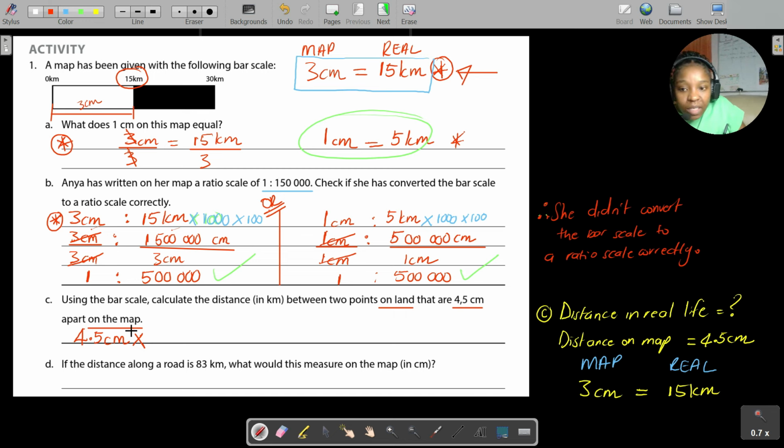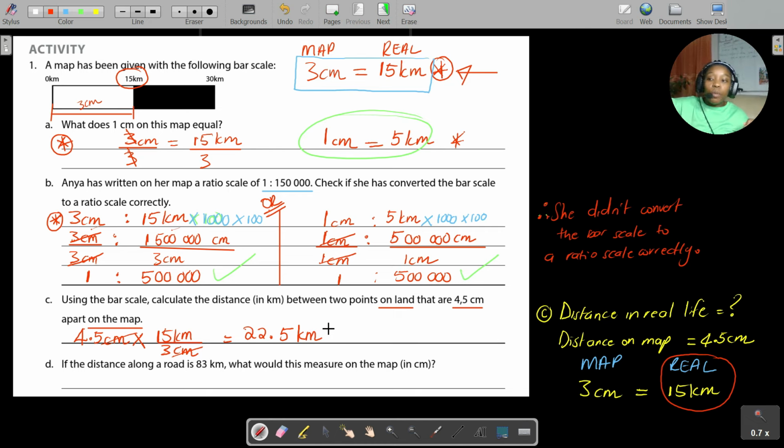So 4.5 centimeters, we want the distance in real life. So we're going to multiply by 15 kilometers, divide by 3 centimeters. Okay, what do we get? 4.5 multiplied by 15 divided by 3. We are going to get 22.5 kilometers. Okay, so that's basically now the distance in real life in kilometers.